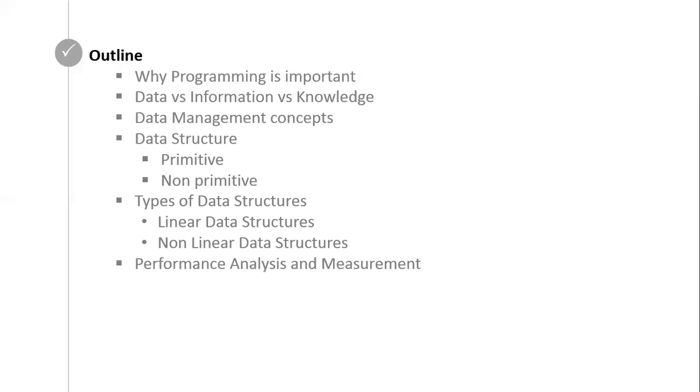Okay, now we'll see the performance analysis and measurement. So we'll see the performance analysis and measurement of an algorithm and the data structure associated with it. So generally the performance of an algorithm depends on whether the algorithm provides the exact solution for the problem, whether it is easy to understand, whether it is easy to implement, and how much space, that is the memory, is required to solve the problem, and how much time it takes to solve the problem, etc.